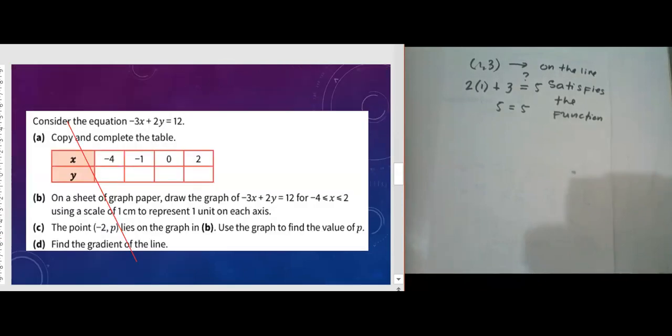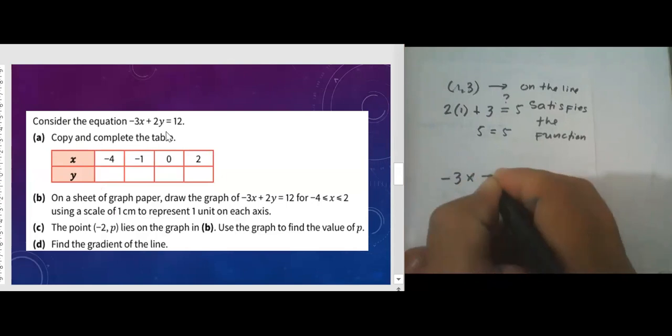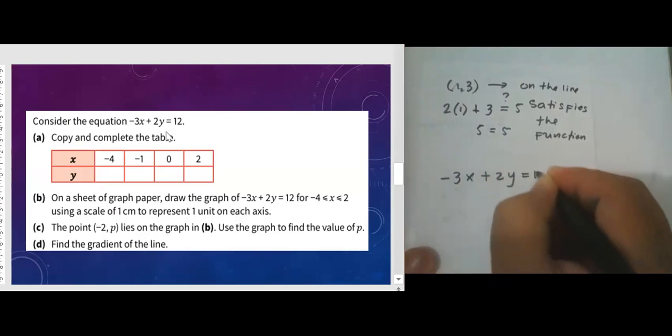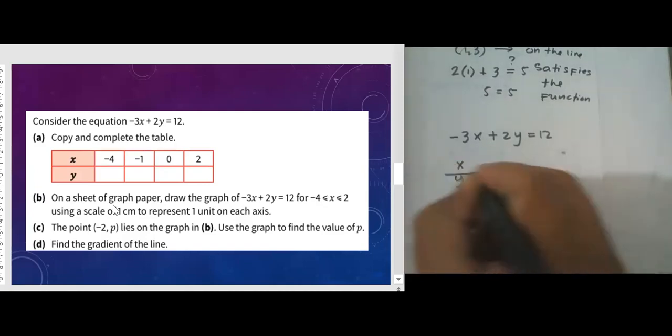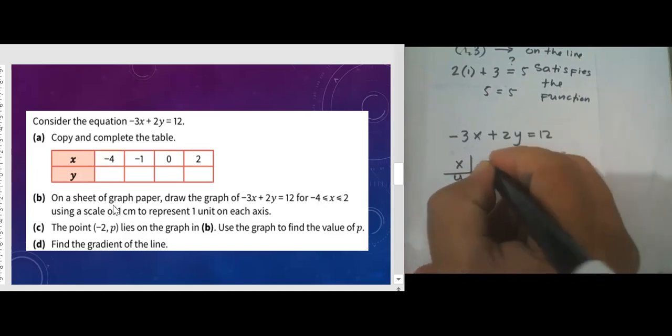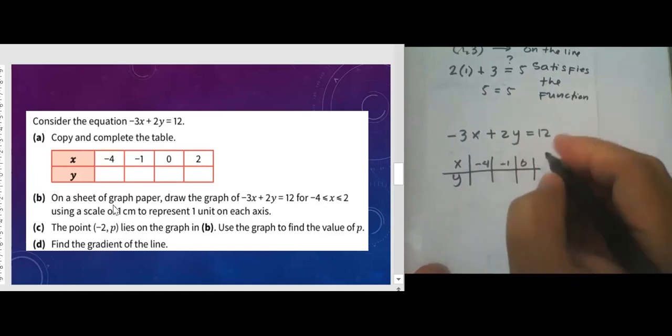Let's try to look at this example. Let me just erase this stuff with my annotation. So it says here, consider the equation negative 3x plus 2y is equal to 12. You have there the values of x; copy and complete the table. So let's do it one by one because it is asking us to copy the table and you complete it later on. All right.